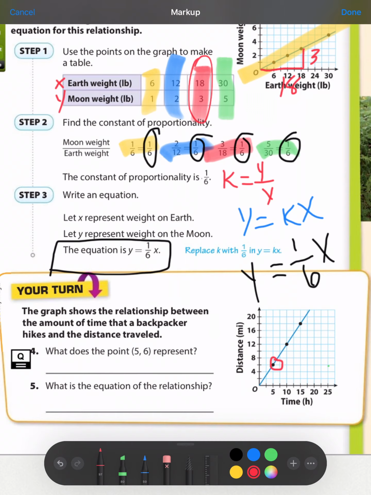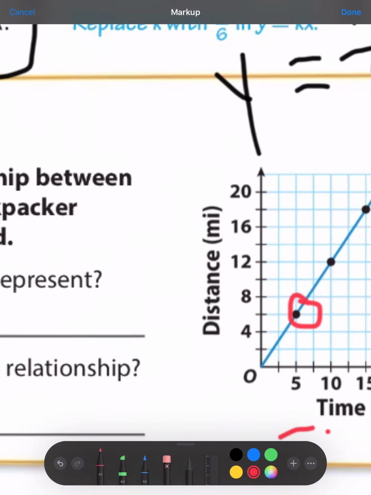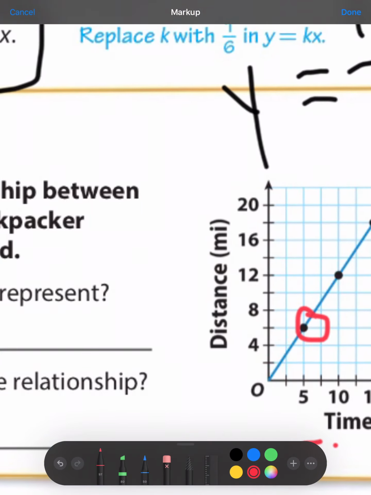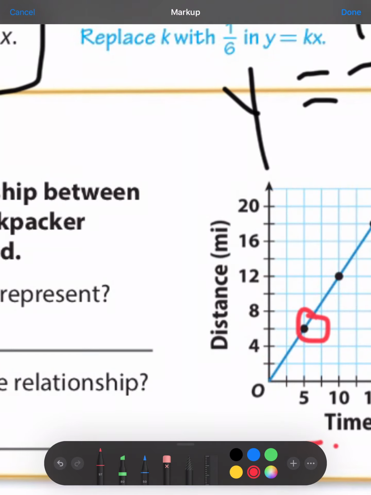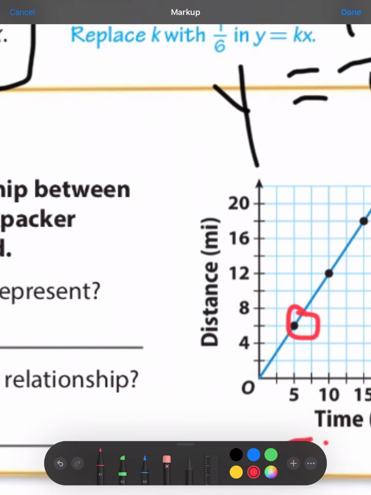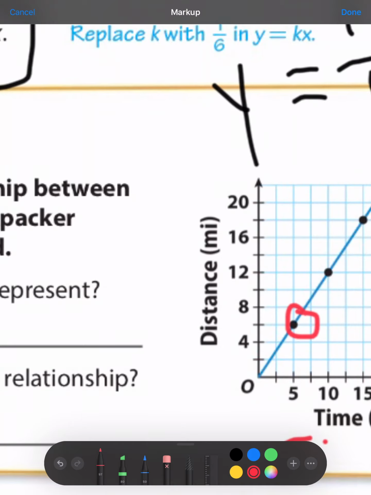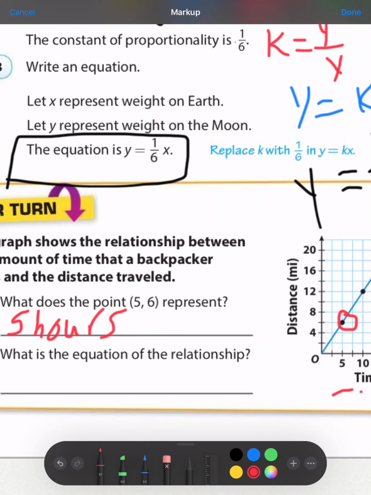So it says that he's gone 5 hours, because it's time in hours. And then how far has he hiked? If we look, we're looking up this side on the distance in miles. So he's gone up 1, 2, 3. But notice, our lines go by 2. So technically he's gone 2, 4, 6. He's gone 6 miles in 5 hours.